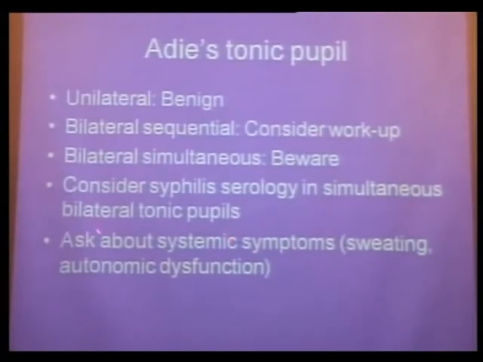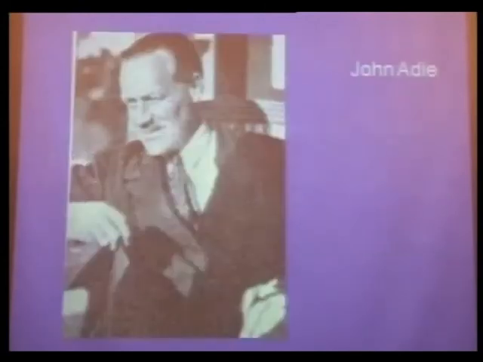You're going to ask all your Adie's tonic people about these things: sweating, GI dysfunction, cardiac, temperature dysfunction. Because the real thing that you need to be worried about that kills people with the Adie's tonic people is those autonomic dysfunctions that are associated with tonic pupils: Ross syndrome, the other Harlequin syndrome.